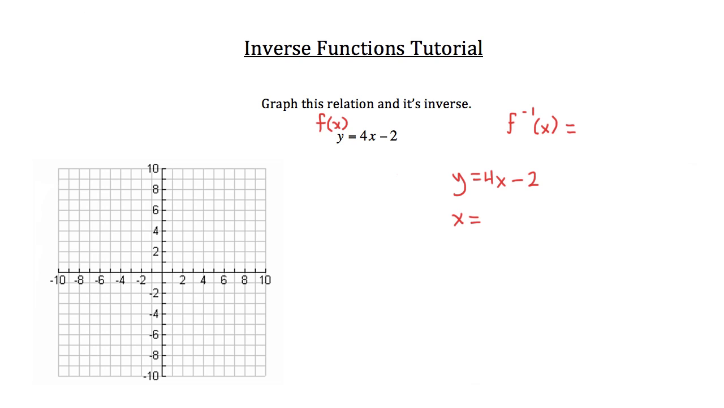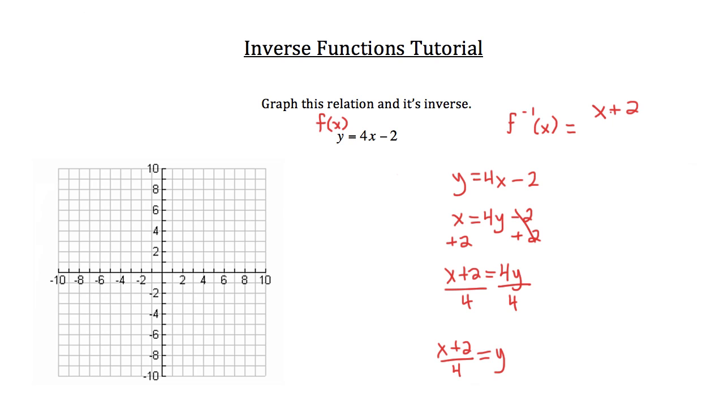So x is equal to 4 times y minus 2. Now I'll add 2 to both sides of the equation, and we'll get x plus 2 is equal to 4 times y, because the negative 2 and positive 2 canceled on the right here. Now we want to divide by 4 on both sides of the equation to get y alone. And we'll have x plus 2 over 4 is equal to y. So that becomes our inverse function. f inverse of x is x plus 2 over 4.